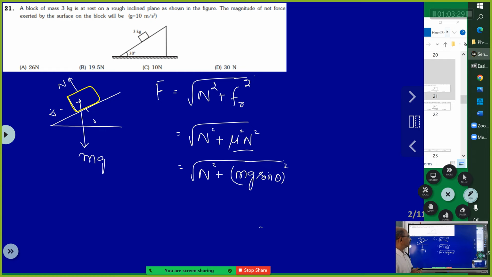It should be equal to 30 newtons. So D is the answer. Understood? Yes. Mu is not known, how to do it? Then you should know what mu means: mu s, the coefficient of static friction, comes into the picture only when it reaches the maximum value. Before that, the frictional force will be equal to this because it is at rest. So the catchword is, it is at rest.